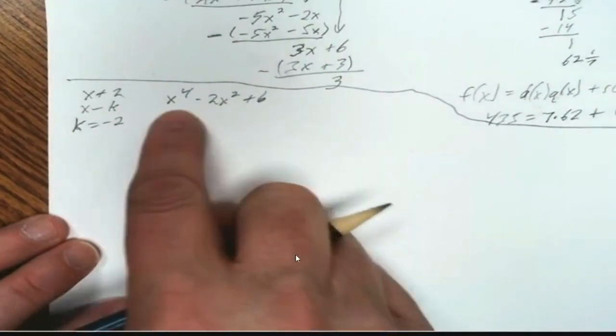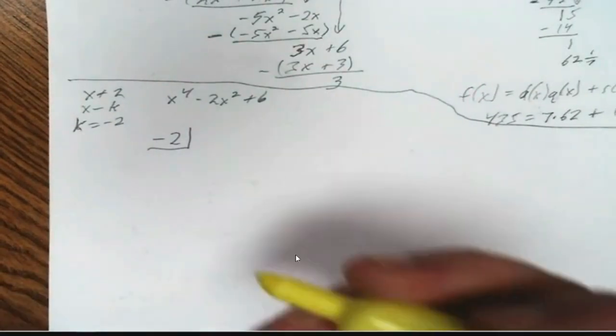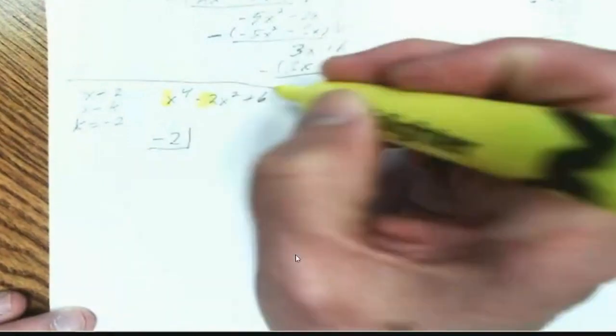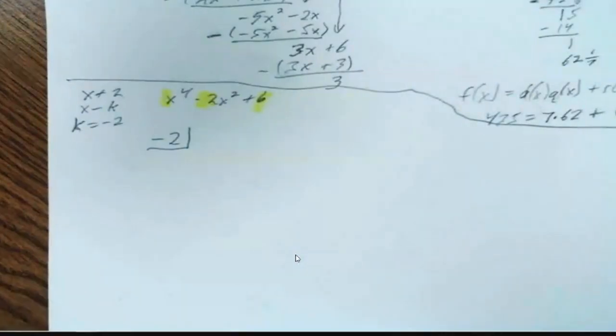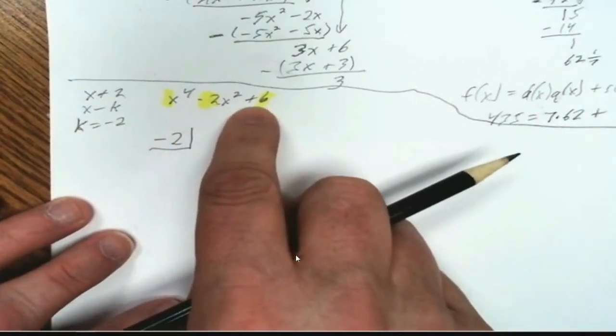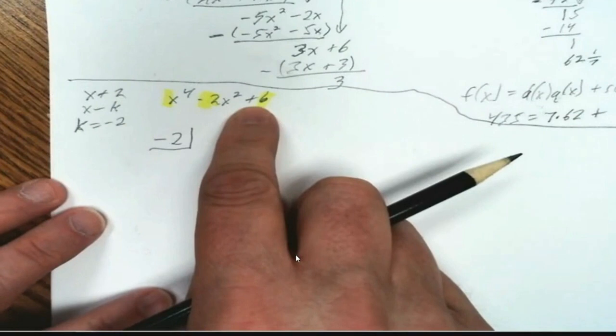So all we're going to do for synthetic division is take the coefficients. This has a coefficient of 1. This has a coefficient of negative 2. And the constant is a 6. But here's the problem. We don't have an x to the third. And we don't have an x. So we have to remember what's their coefficient.